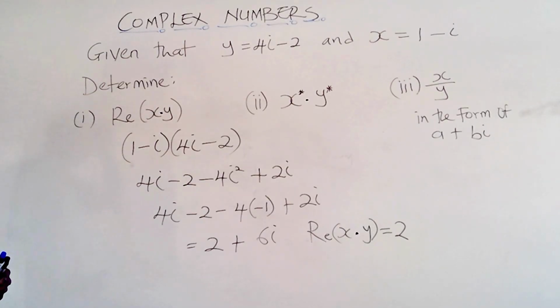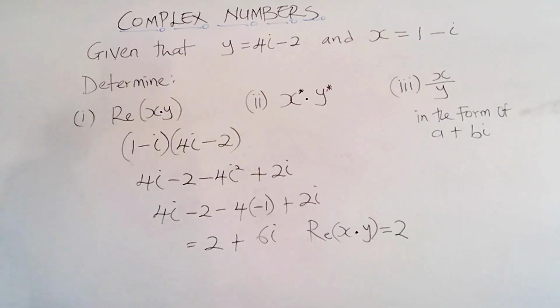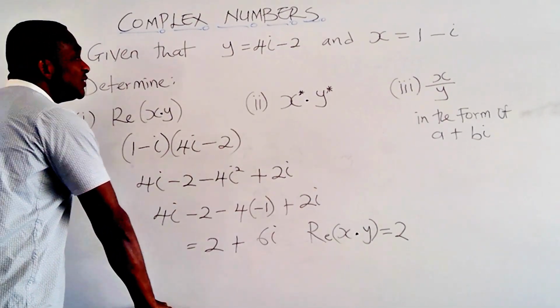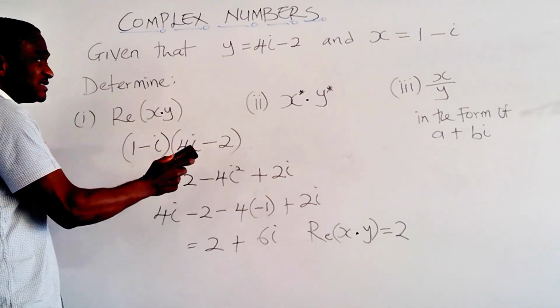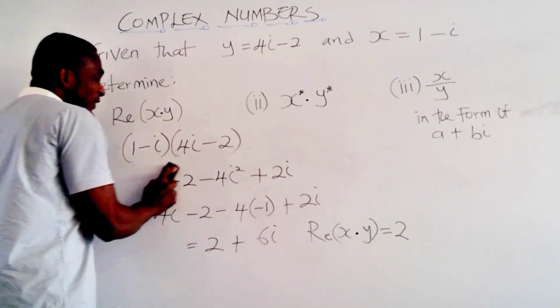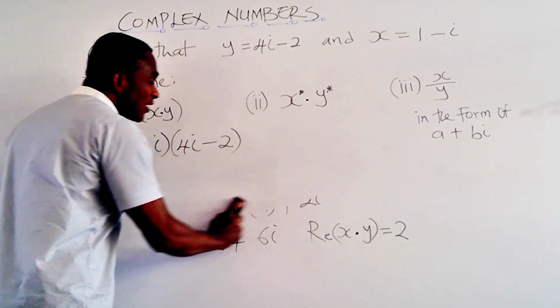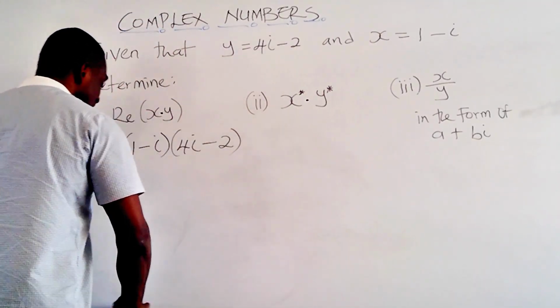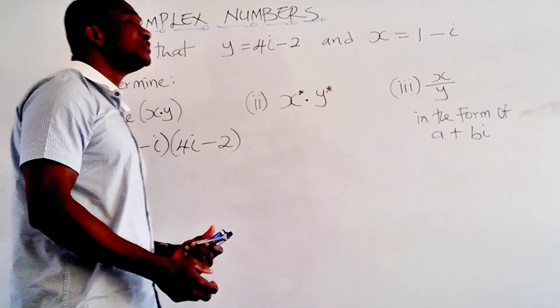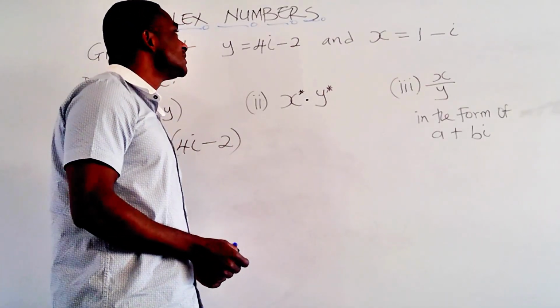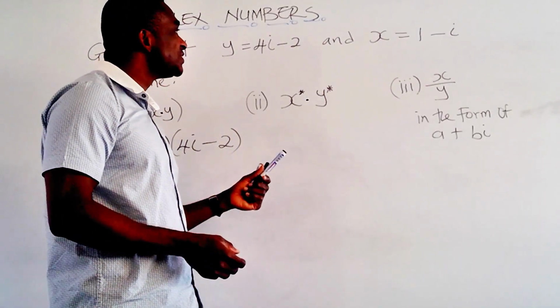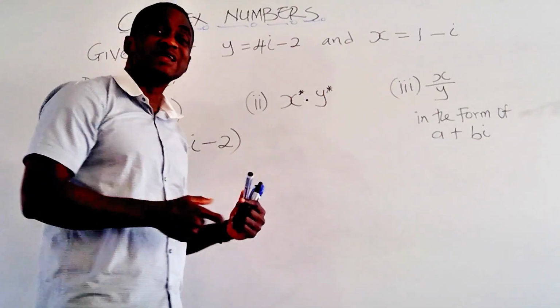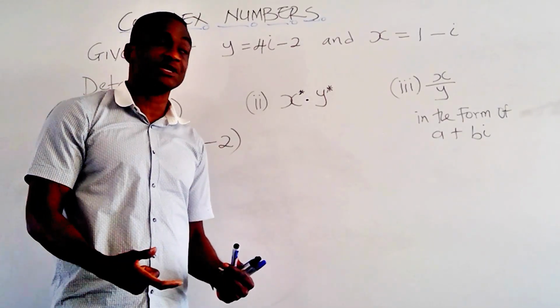Now let's go to the second question. The second question, they are asking us for the conjugate of that. Please, whenever we have this star on a complex number notation, they are asking us for the conjugate. What is a conjugate? Whenever you have the imaginary part, the conjugate means that the sign of the imaginary part must change.